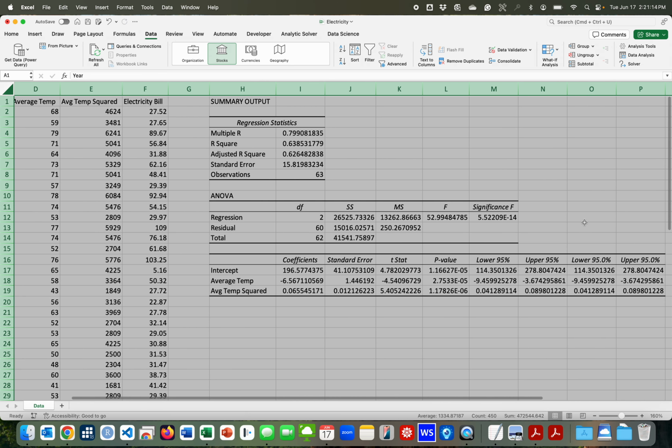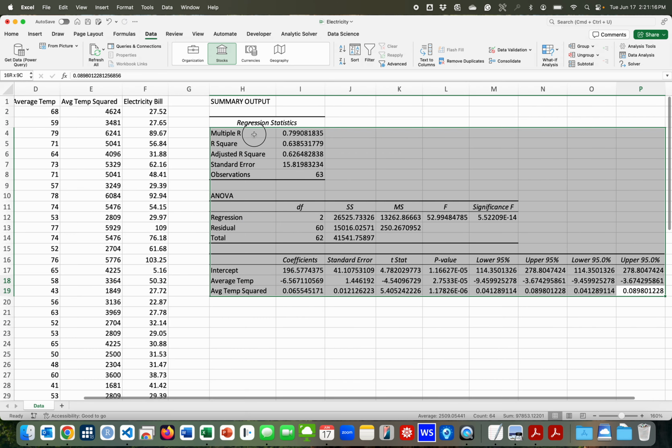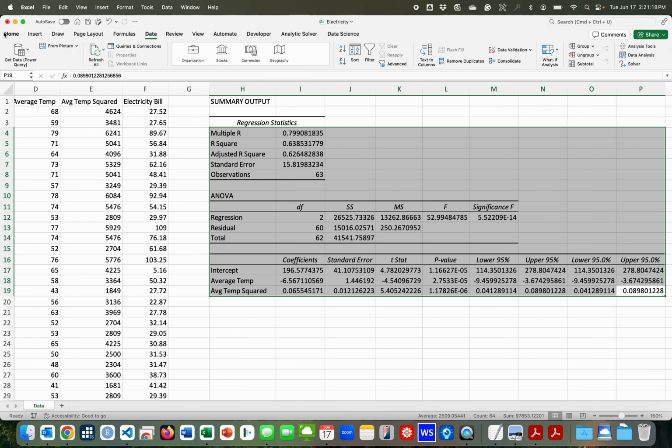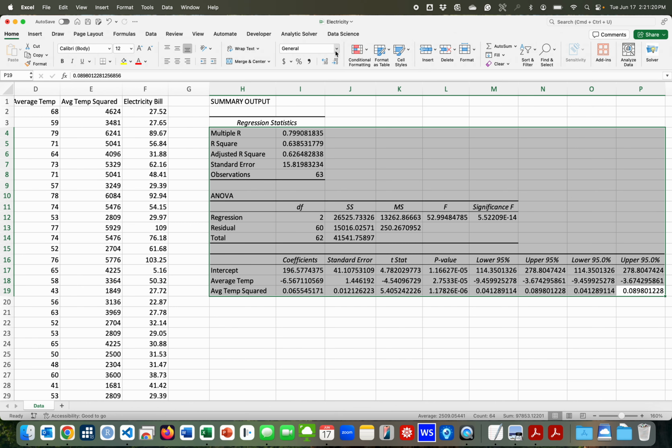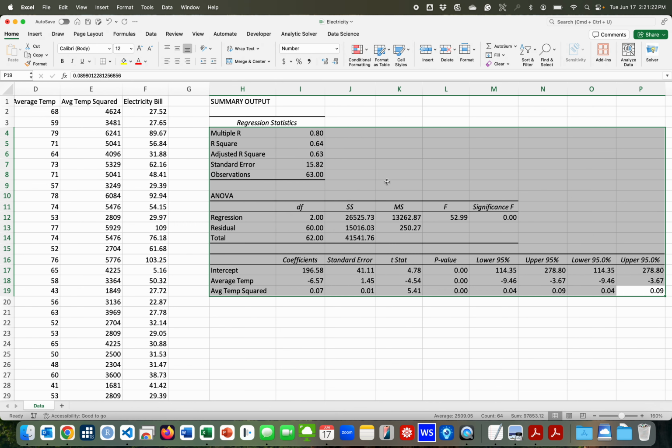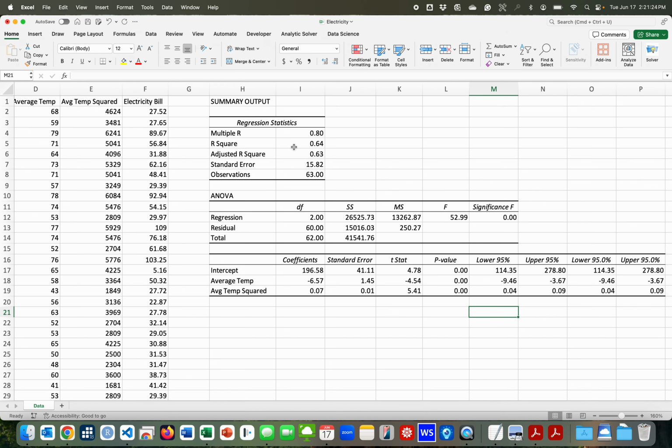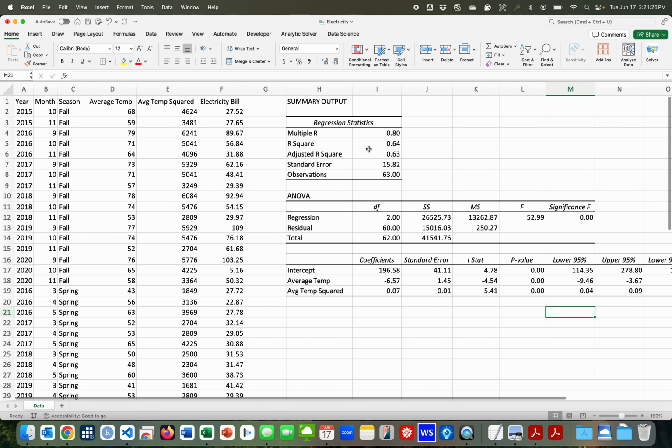So here is the regression output. Just to make life a little bit easier, I'm going to remove some of these decimal places. Okay, so we can see the R squared is 0.64.